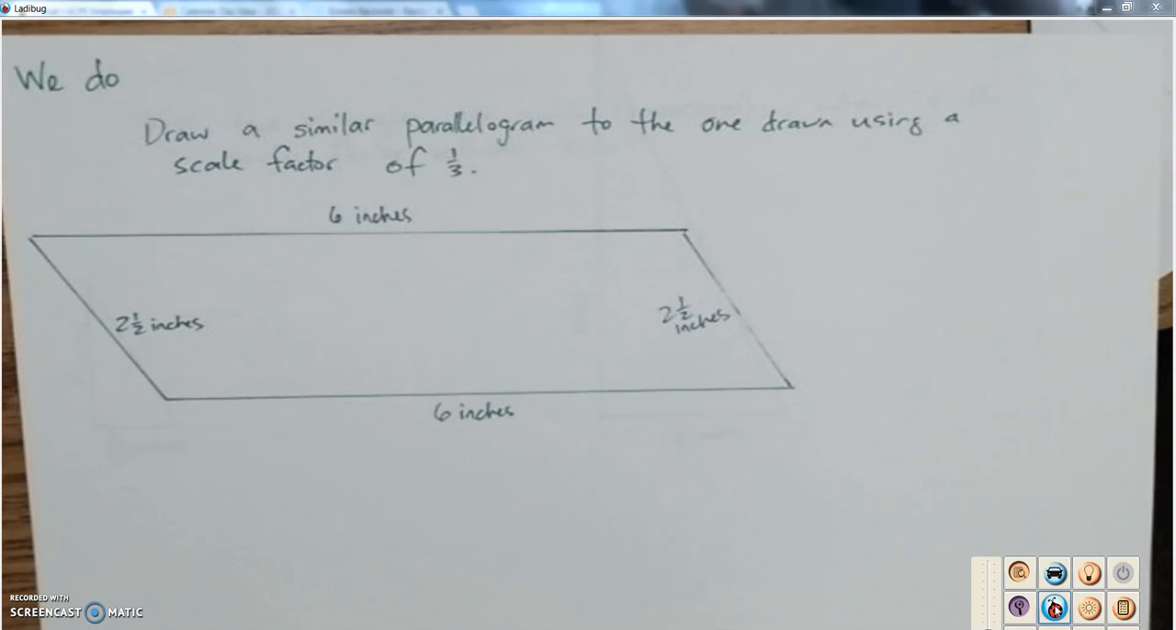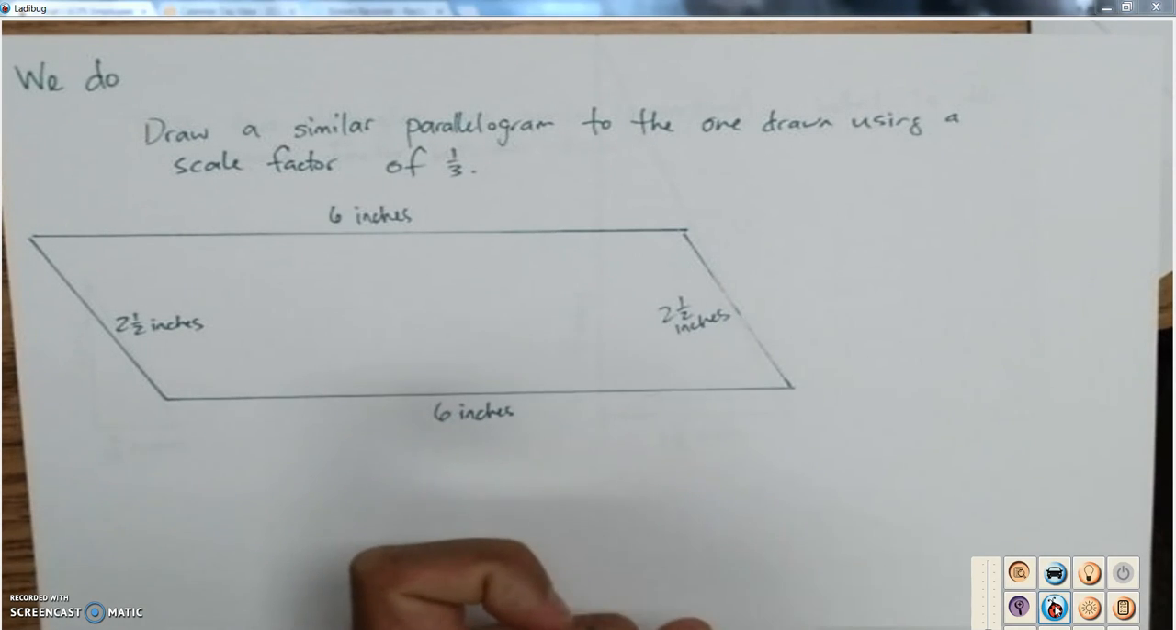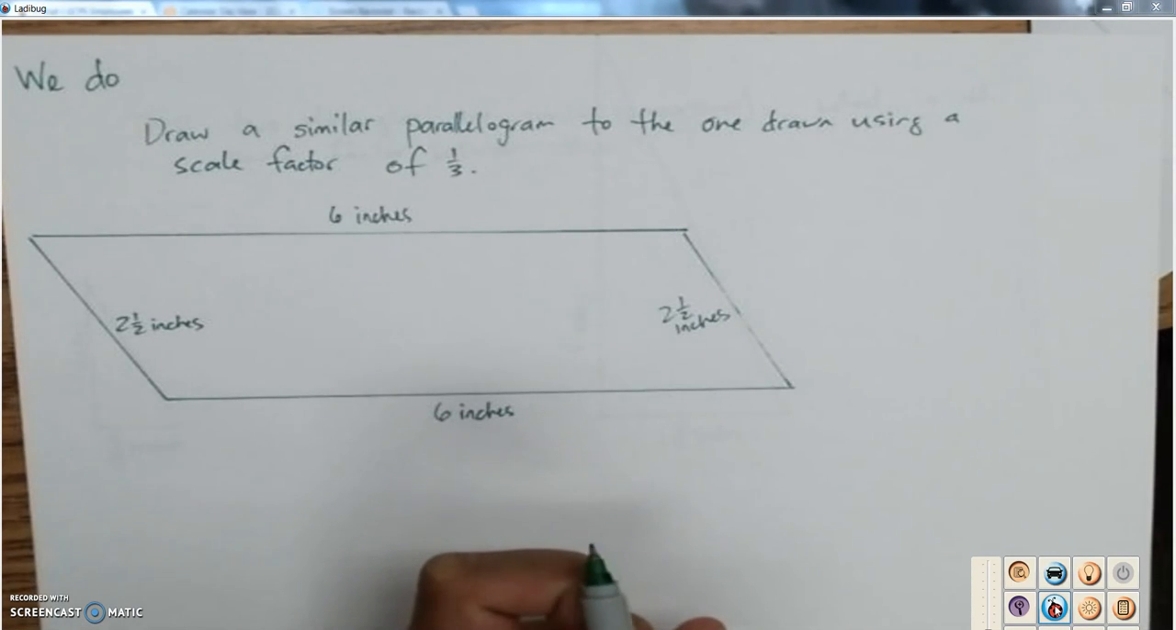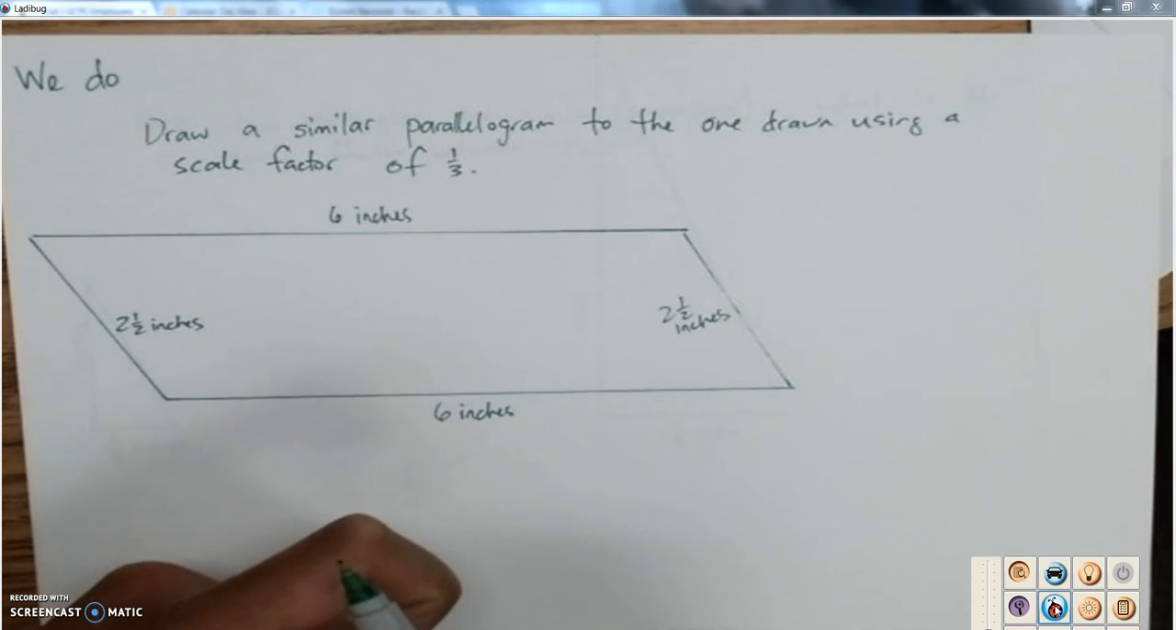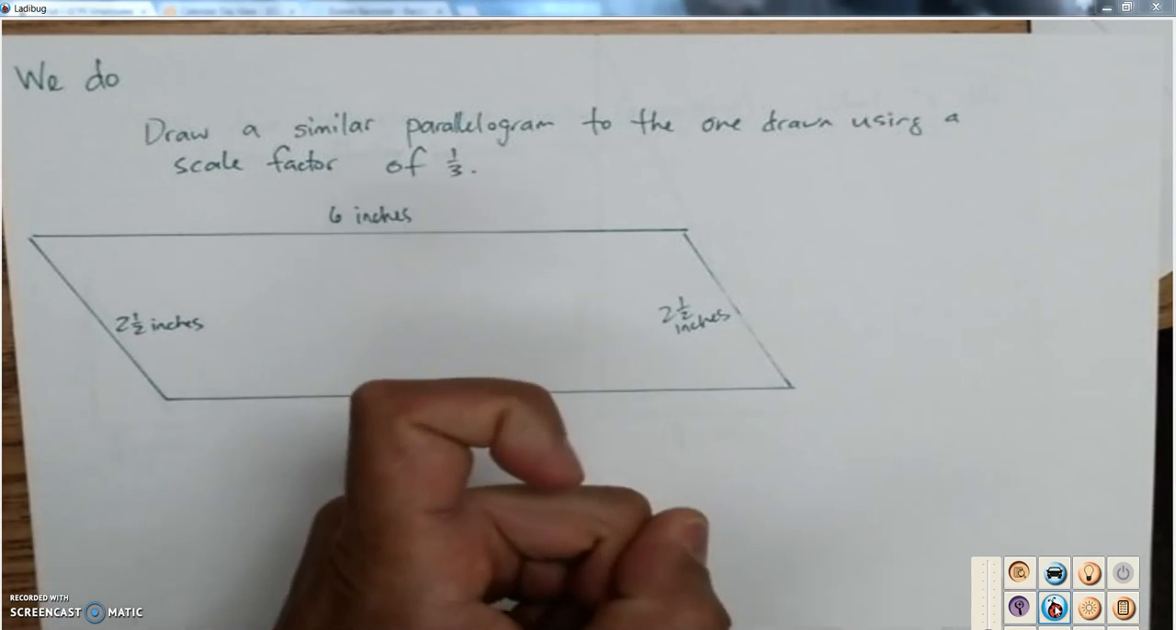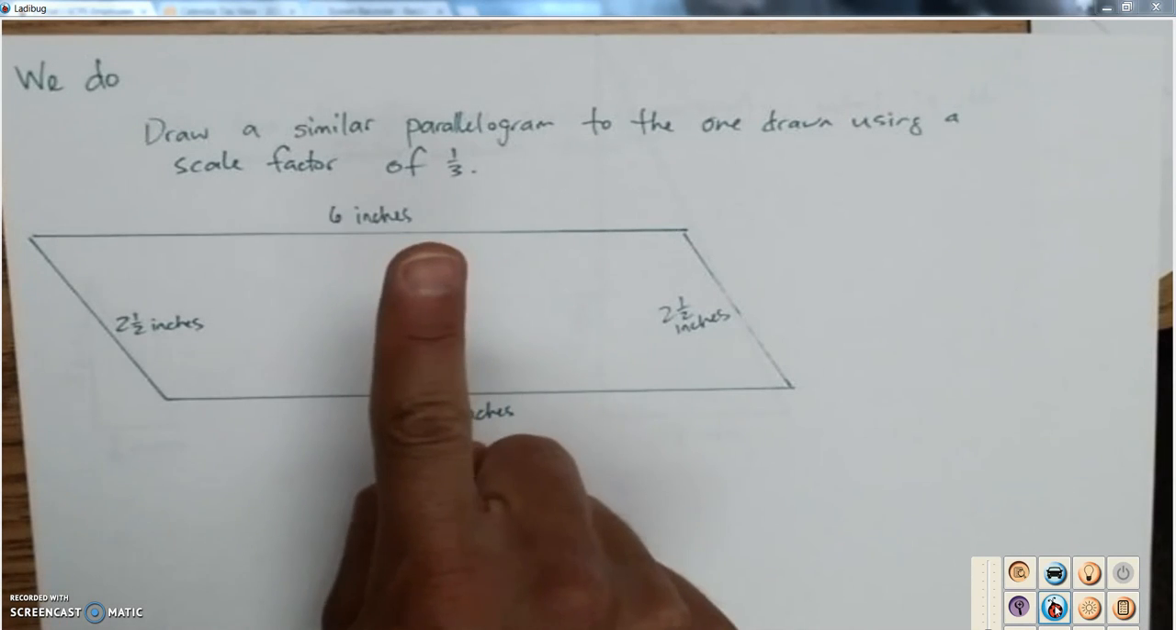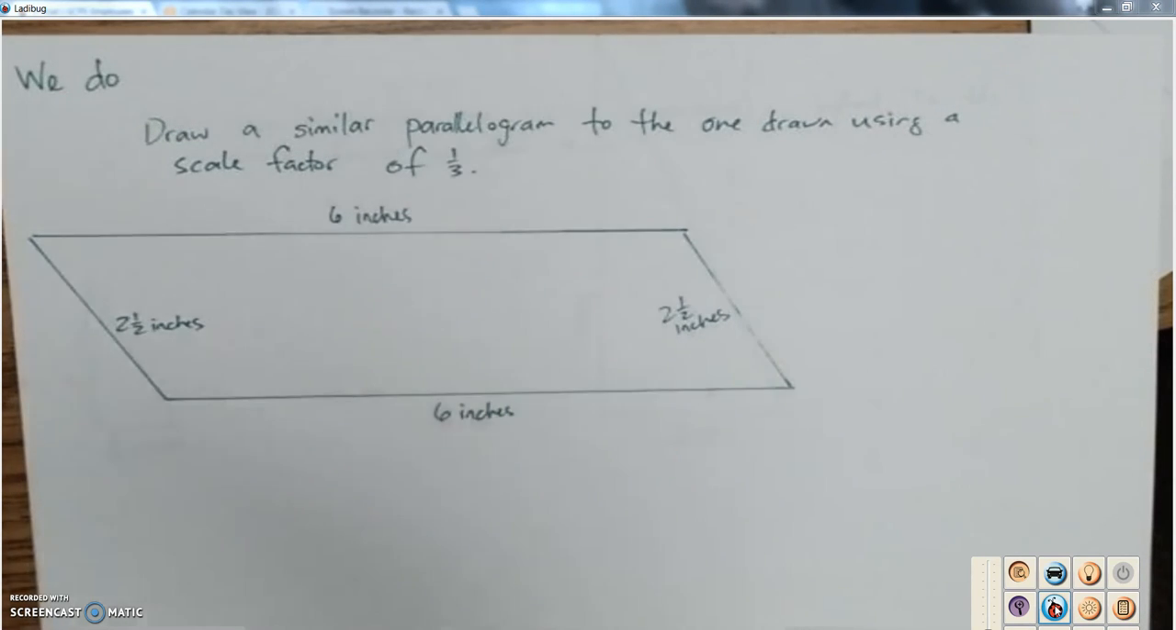All right, so let's start with where you draw. You may not have a ruler to do this, so if you don't have a ruler, to make your parallelogram exactly 6 inches, your knuckle is probably about 1 inch, and you can make it 6 of those and 2.5 of those. It won't matter if you actually do inches as long as you use the same thing to measure everything. So you could use finger or knuckle, or if you have a ruler or a protractor or something, go grab that. So draw a similar parallelogram to the one drawn using a scale factor of 1/3.